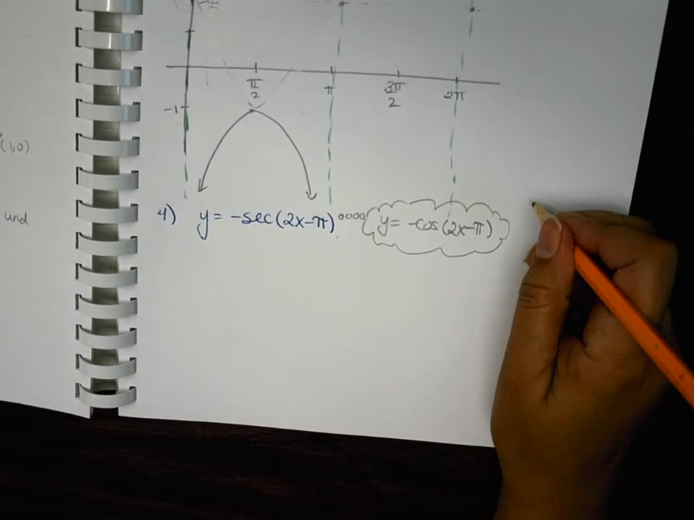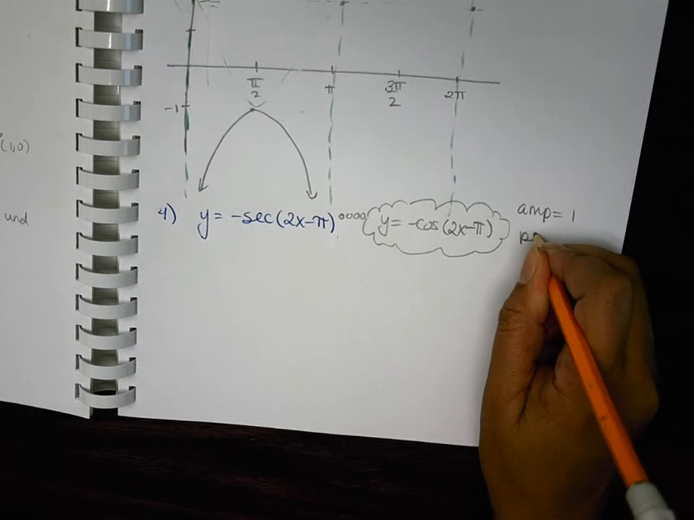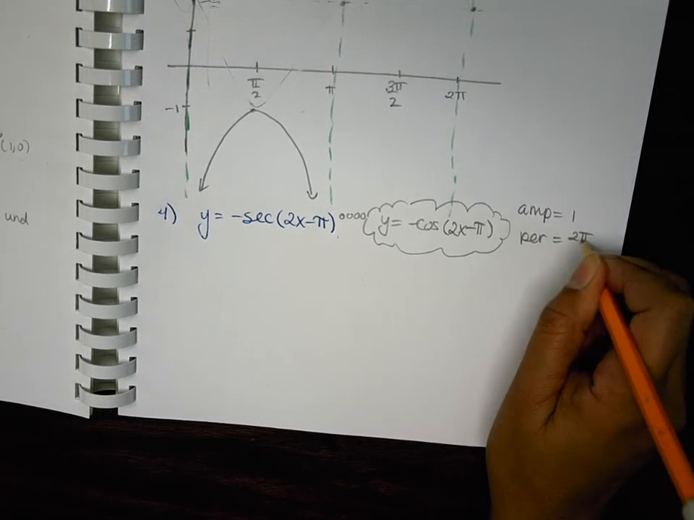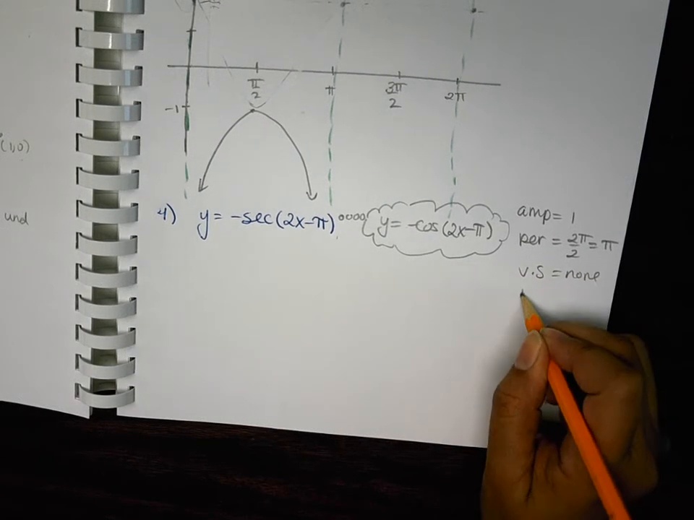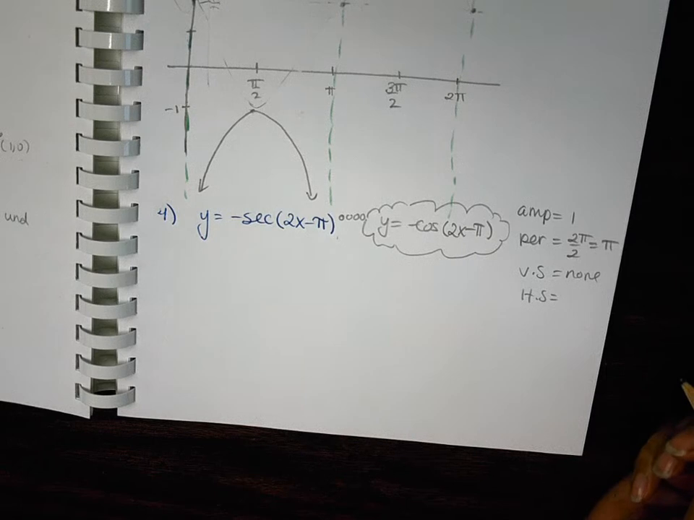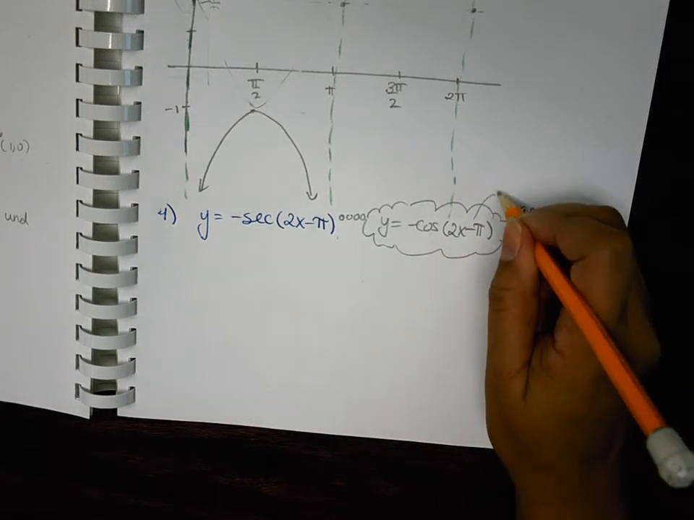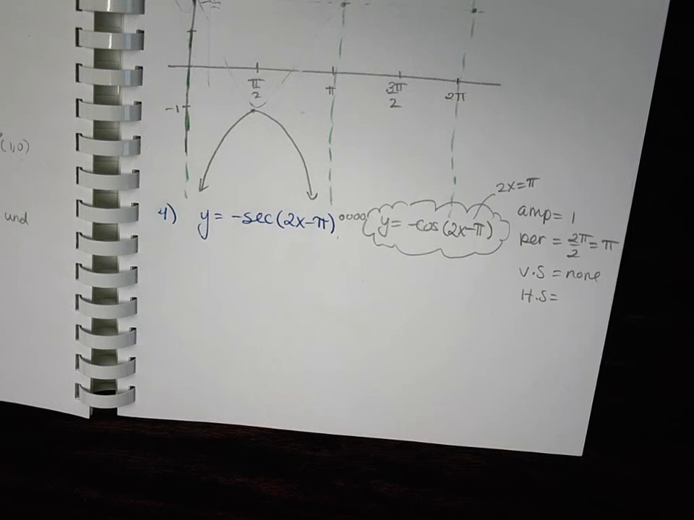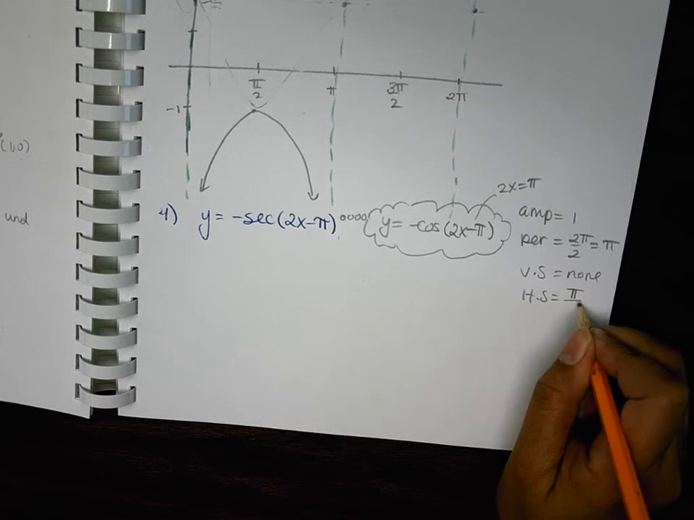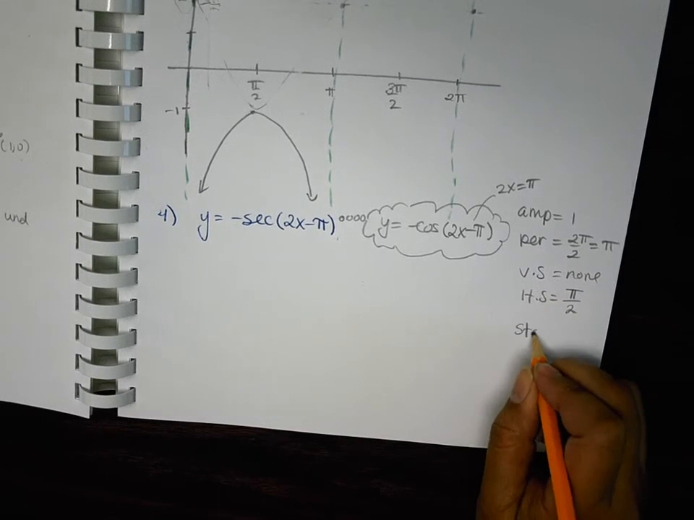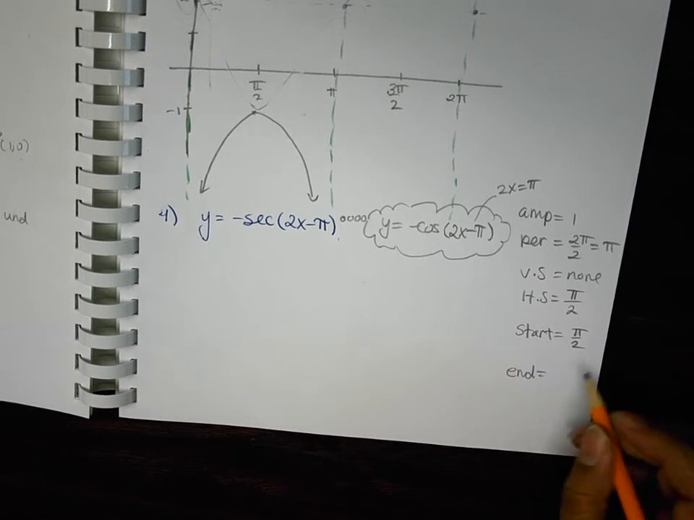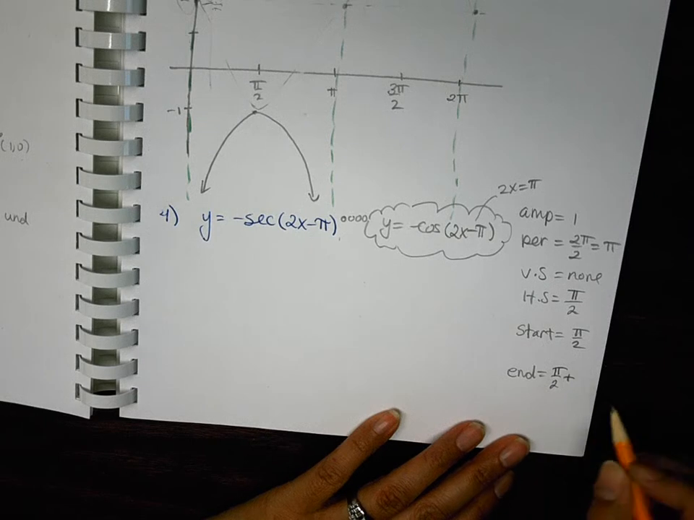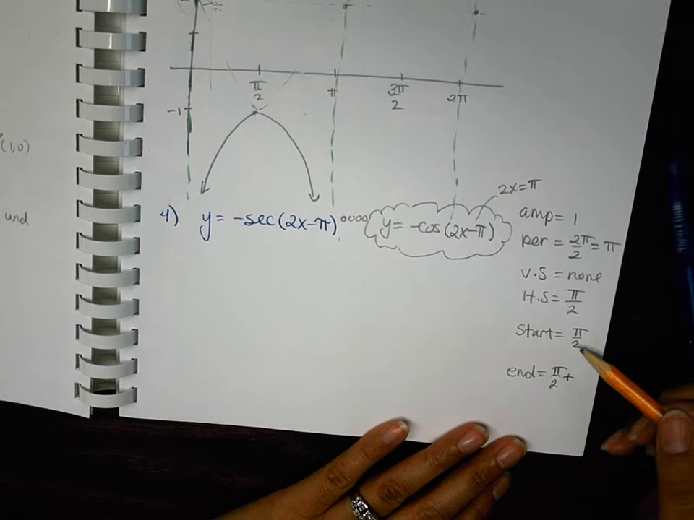All right, what is the amp? Period is 2 pi over 2, which is pi. Is there a vertical shift? Is there a horizontal shift? Pi over 2, because you set this equal to 0: 2x minus pi equals 0, you add your pi, divide by 2, so it equals pi over 2. So what is your start? Pi over 2. And how do you find your end? Your period and your start. Good, start plus the period. So pi over 2 plus pi, what can I change pi to?